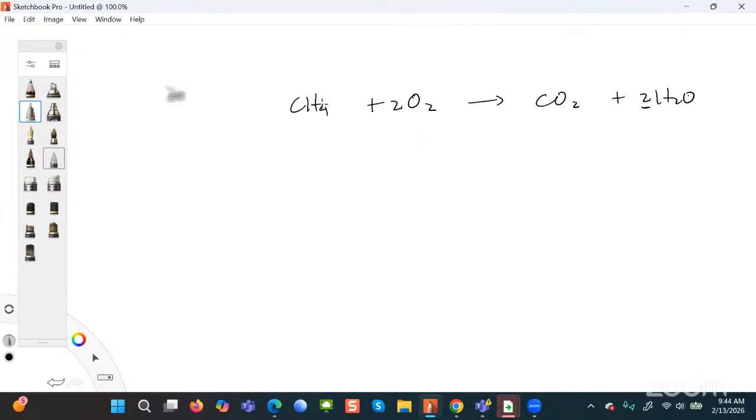And what I would normally suggest you guys do is that you go through and check to make sure that everything is balanced. So we have 1 carbon here, 1 carbon here. We have 4 hydrogens here. We have 2 times 2, 4 hydrogens. And we have 4 oxygens here. And we have 2 plus 2, 4 oxygens. So now the equation is balanced. All right? And that's it for this example.